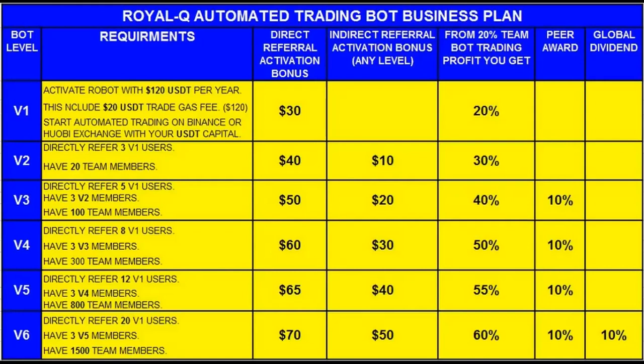That means there are different levels you can rank yourself from V1 up to V6, all right? Now, the requirements of what you need to do to move from V1 up to V6 are all listed under the second column. Then the next one is direct referral activation bonuses, because the company is giving you these rewards from the activation fee of people that activate the robot. They are not giving you these commissions from what you're trading with in Binance, or how much you invested.